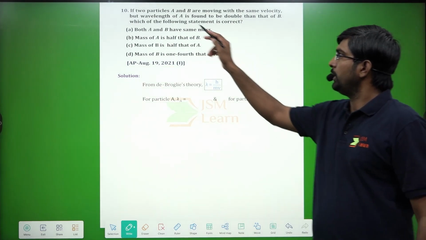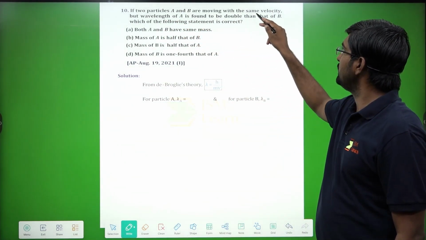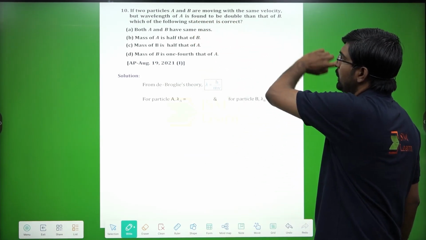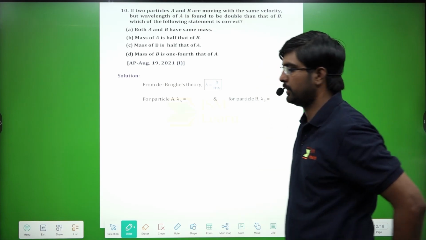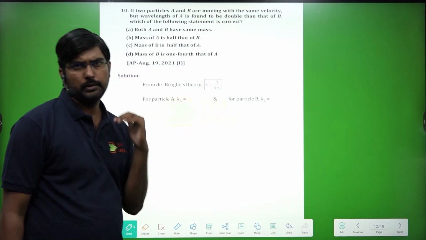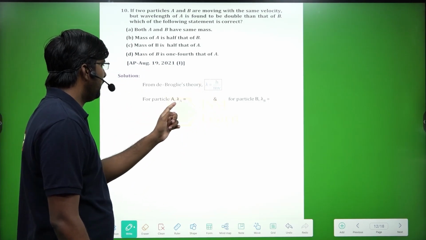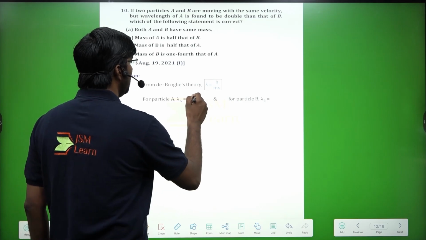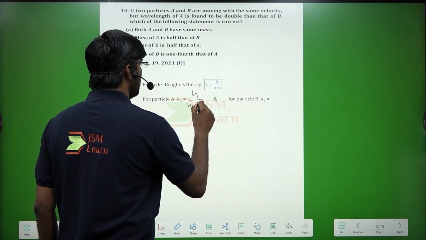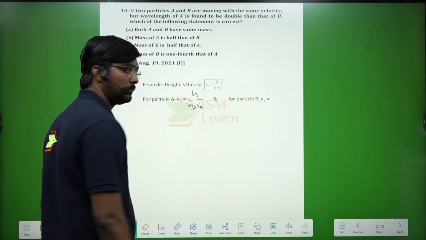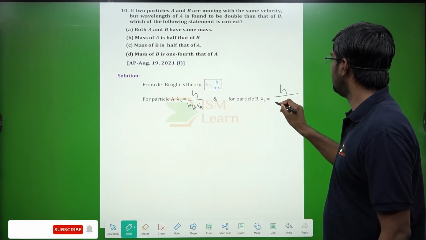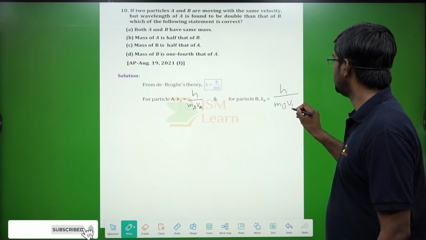Next, if two particles A and B are moving with the same velocity, but the wavelength of A is found to be double that of B, which of the following statements is correct? So from de Broglie's theory, lambda equals h by mv, as we just discussed in another question also. For particle A, lambda equals h, a constant, by mass of A into velocity of A. And for particle B, wavelength equals h by mass of B into velocity of B.